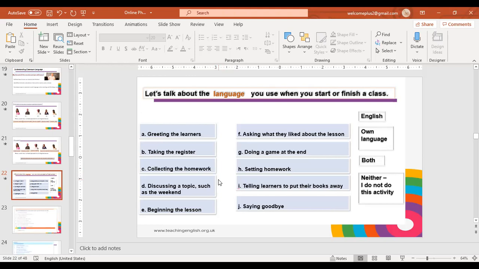When you discuss a topic such as the weekend, how do you do that? Do you use a mind map or a word map, or you just discuss it orally? A mix. Is this the topic of the lesson? Yes. I may make a brainstorming on something.